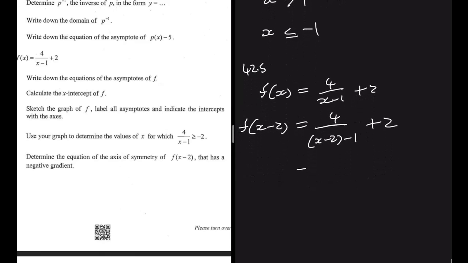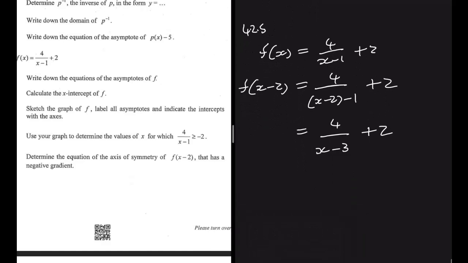Right, and then this will be equal to 4 divided by x minus 3, plus 2. So this is what they're talking about when they say f of x minus 2. So we need the equation of the axis of symmetry that has a negative gradient. We have two axes of symmetry, one with a negative gradient and one with a positive gradient. The one with the negative gradient is y equals minus x plus c, and the one with the positive gradient is y equals x plus c.